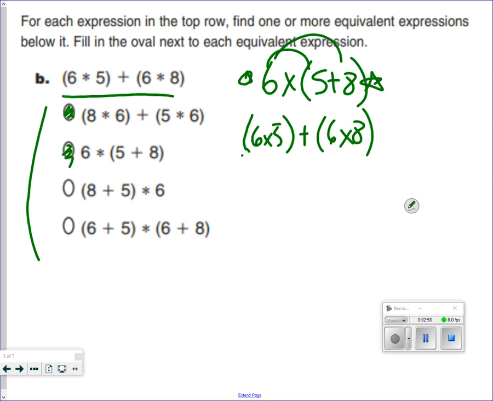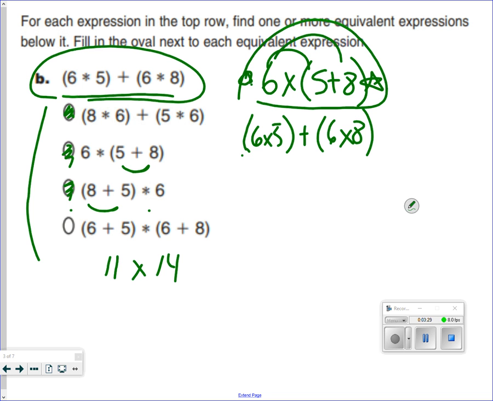Now I have 8 plus 5 times 6. Does that work? All we're doing is we're rewriting this right here. So it'd be 5 plus 8 times 6. It's actually the exact same problem as that. So that one works as well. We're just kind of flipping the numbers just like the last problem. It doesn't matter if we have times 6 in the front or the back. That one works as well. How about down below here? This would be 11 times 6 plus 4 is 14. That does not work as an equivalent equation to this problem right here.